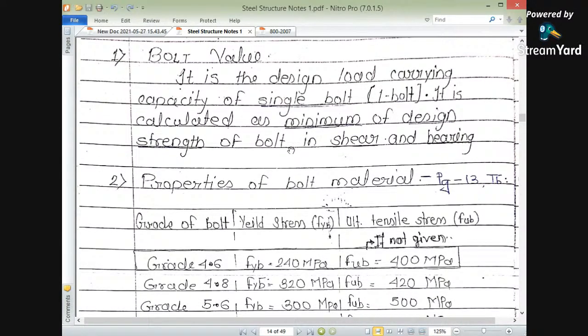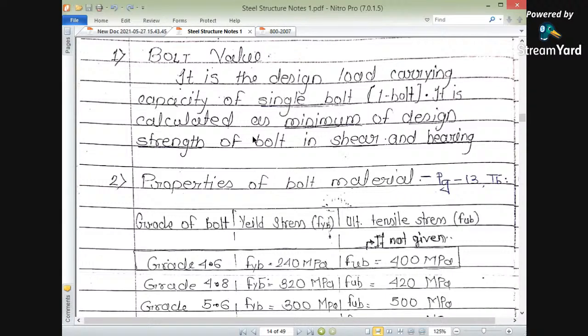Again, I have discussed in the previous lecture what bolt value is. We have to find out the bolt value. Bolt value is nothing but the strength of the bolt. We have to find out the strength of bolts because we are connecting two plates with the help of bolts.